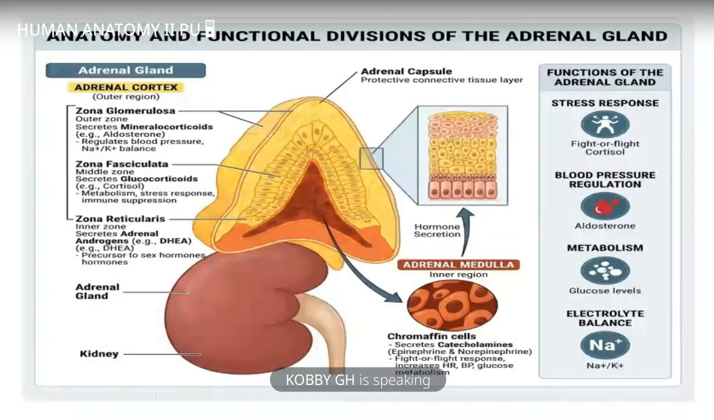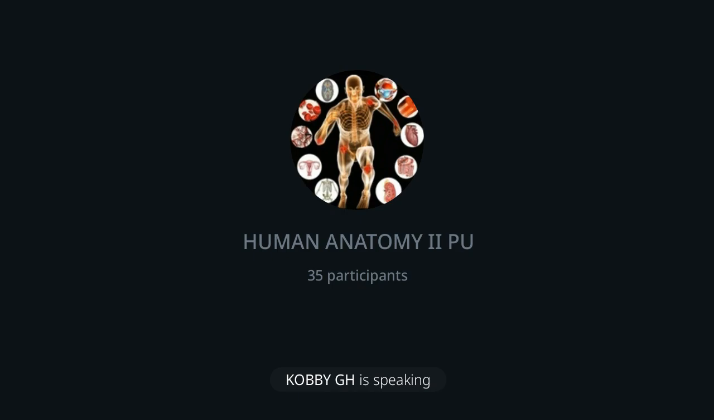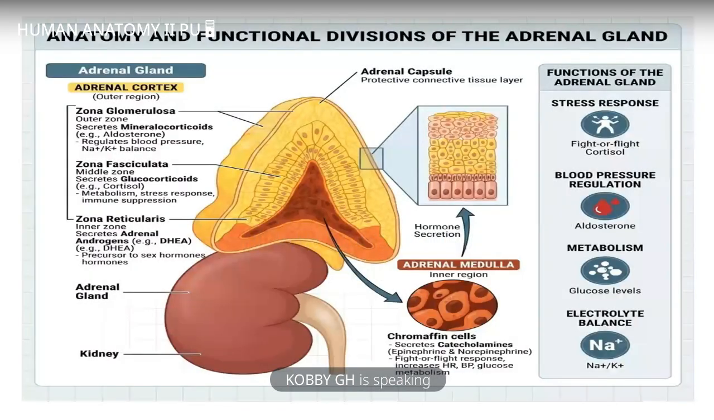And then we have the androgens. The androgens are basically sex hormones. They help in your physical development, especially in males. Then the medullary hormones also play a role in your fight and flight response. Is that okay? So the medullary hormones, the epinephrine, for example, will help to increase your respiratory rate.